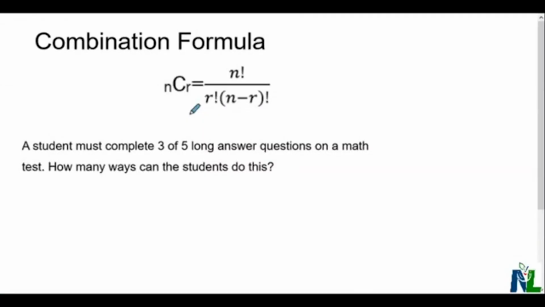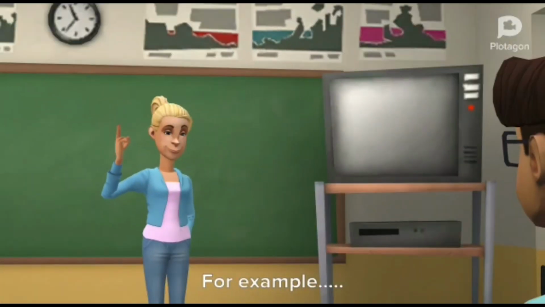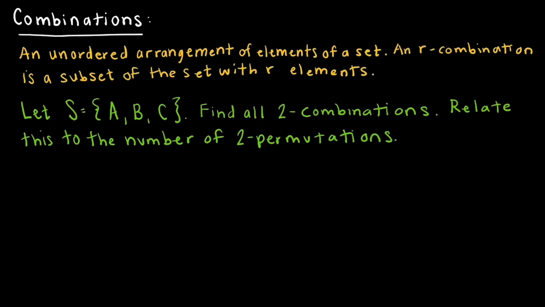We use the combination formula when we have n objects in total and you are choosing r of them. But the order that you choose those does not matter. So we do not care about arrangements or order of things in a combination. Let's take a look now at combinations, and how combinations are related to permutations. The difference here is that we do not care about the order.